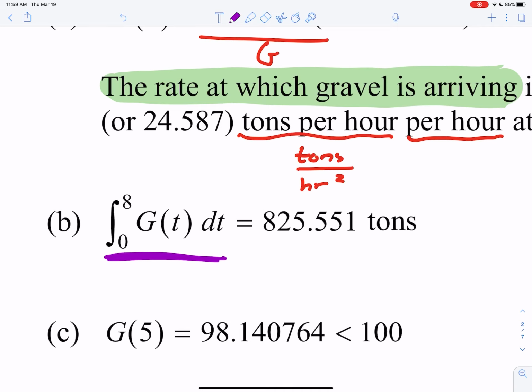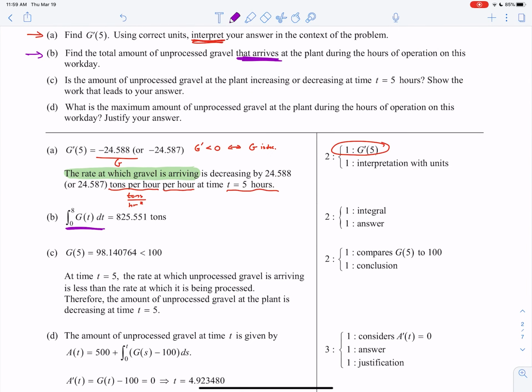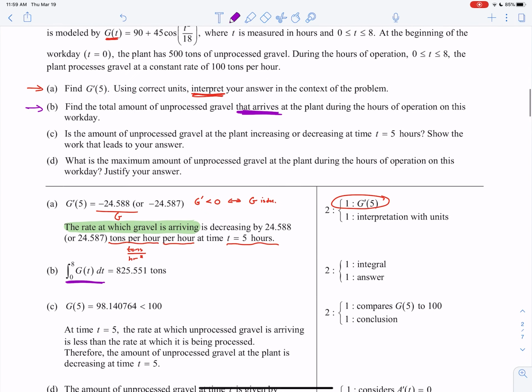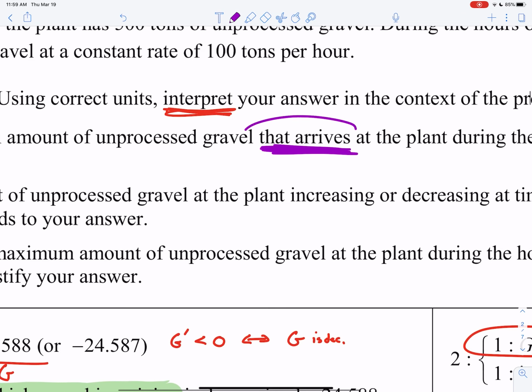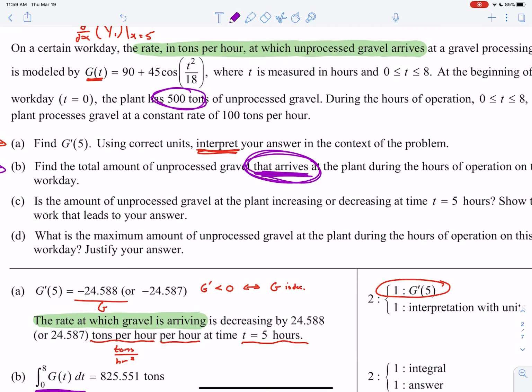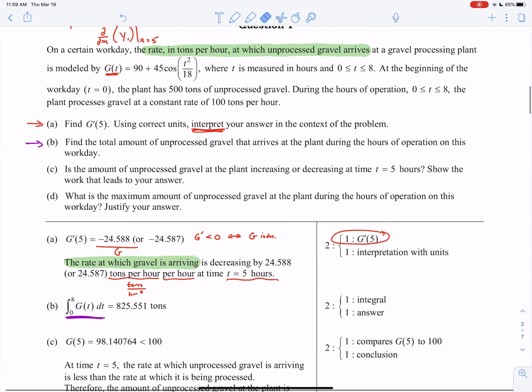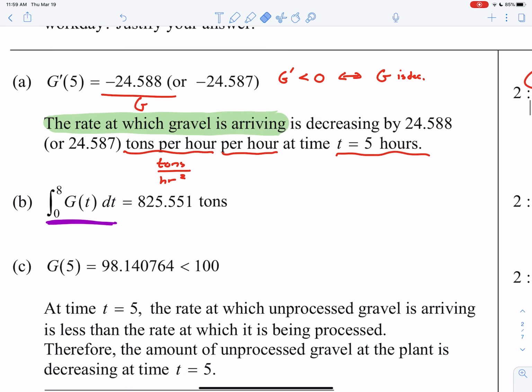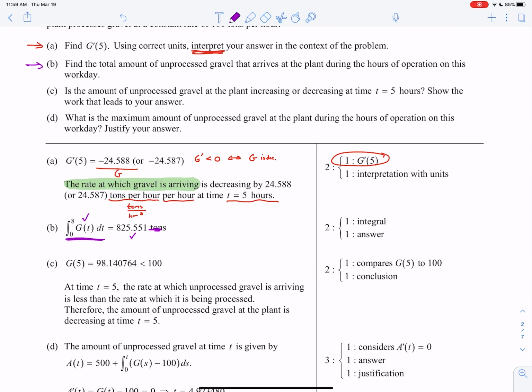Now, we don't have to consider how much we started with because they're asking you what's the total amount that arrives. So we do not have to consider the amount that we actually started out with here. So just keep that in mind. So that was a quick plug and chug. Notice how you get a point for the integral and you actually get a point for the answer. They don't ask for units, so you really don't need tons there. Sometimes the scoring guidelines just give you a little bit more than you need.